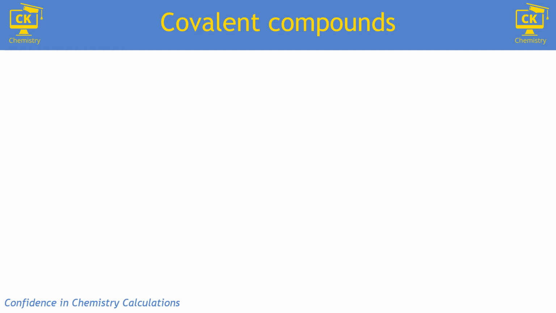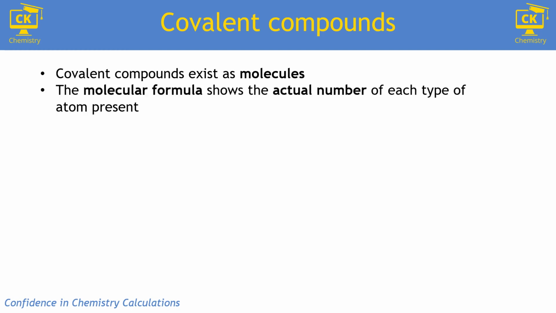Looking briefly at covalent compounds. Covalent compounds exist as molecules, so they're covalently bonded together. And that means that we usually express the formula as the actual number of each type of atom present, and we call that the molecular formula. Just be careful, we shouldn't be using the word molecular formula for ionic compounds, but this often happens even in textbooks and websites because people are a bit lazy.